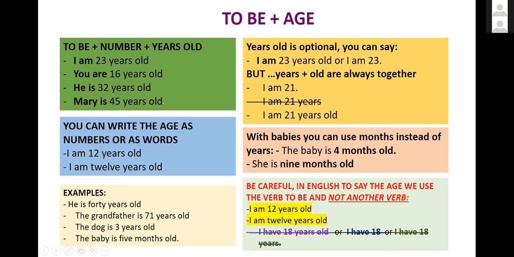Okay? And remember that you can write the age as numbers or as words. For example, I am 12 years old with a number here, or you can say the number but written, not in numbers, but in letters. I am twelve years old, okay?